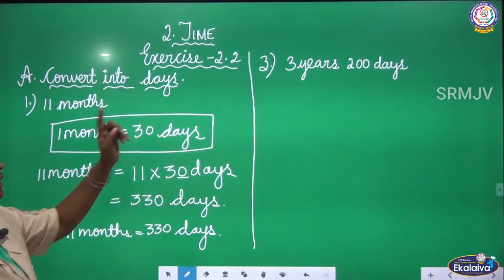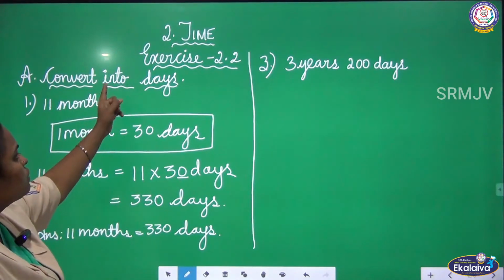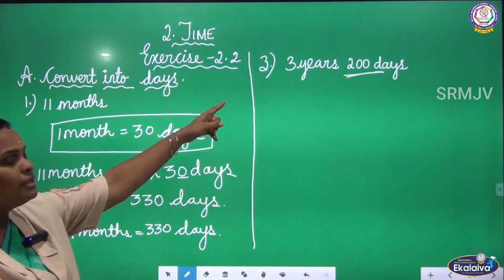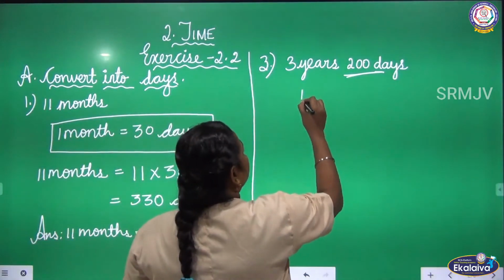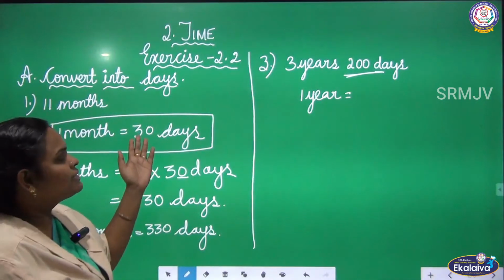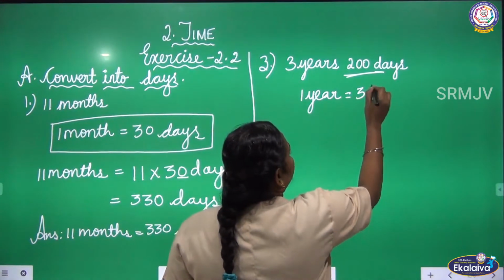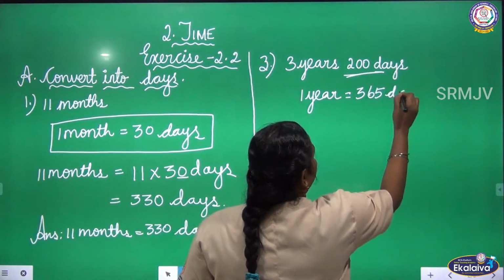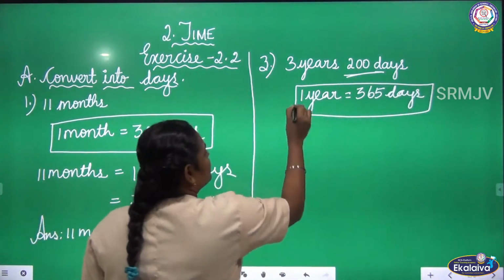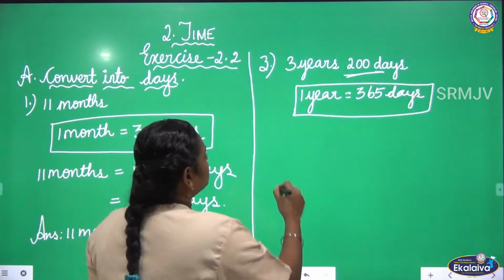Next one, 3 years 200 days. So listen children, we are going to convert into days. This is already in days. So 3 years alone we are going to convert. So 1 year equal to how many days? In exercise 2.1 I told you 1 year equal to 365 days. So we are going to convert 3 years equal to how many days, and then we are going to add with 200 days. Then we will convert this into days.